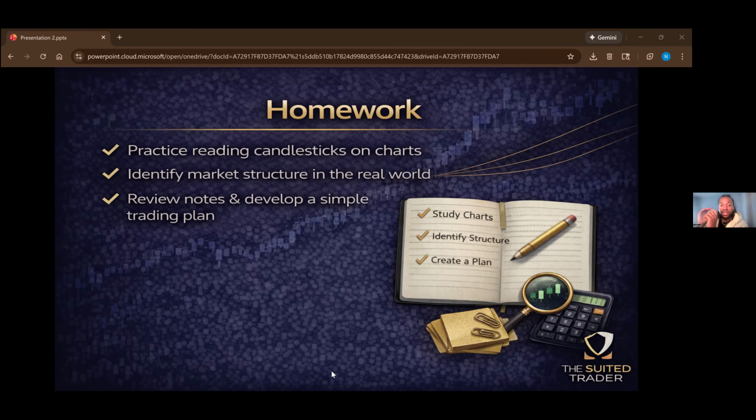I just want you to practice seeing these things. Don't take any trades. Don't go do anything crazy. Just see if you can train your eyes to start recognizing these things on the fly. Secondly, is what I said right here, identify the market structure in real time. If you're able to show up in the market during the live market, see these things.